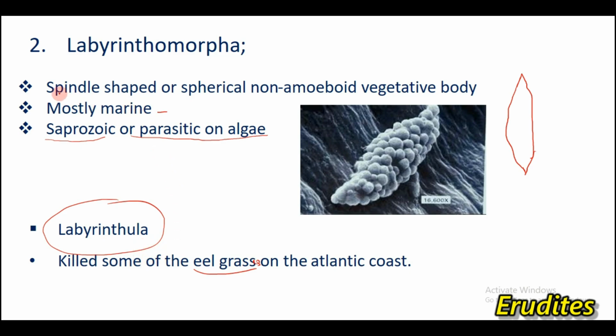So again, Labyrinthula are spindle-shaped. They are mostly marine, which tells us that they are mostly found in the ocean and sea. They are parasitic on algae, very important. And a typical example is Labyrinthula that killed some of the eelgrasses on the Atlantic coast. So this is very important.